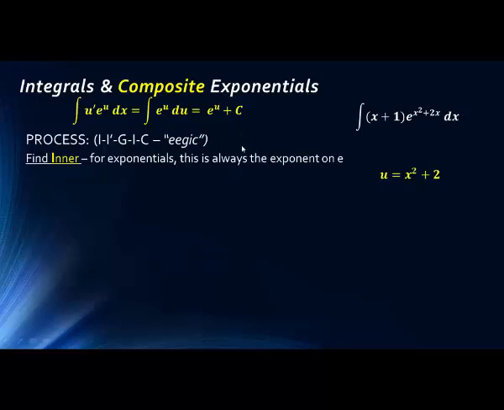So here our inner function, u equals x squared plus 2. That should read 2x. Sorry, this is a typo here. It should be x squared plus 2x. I did not see that till just now.